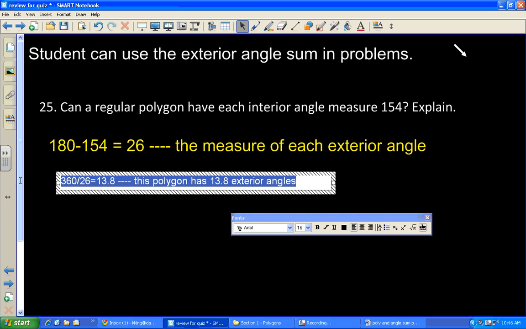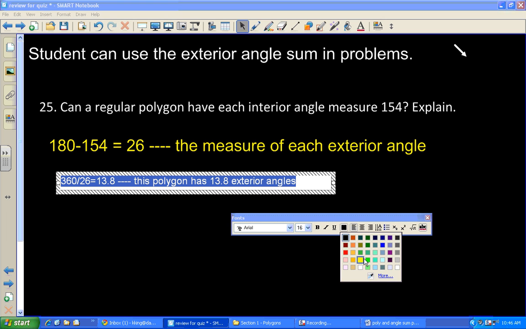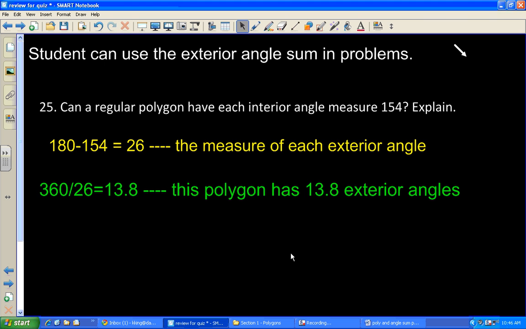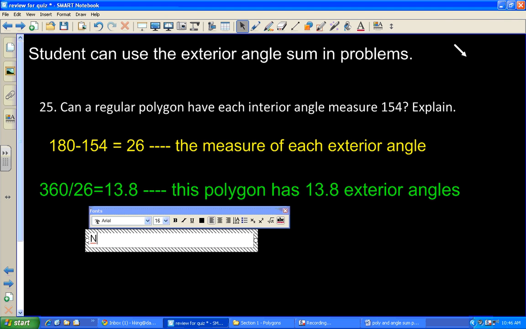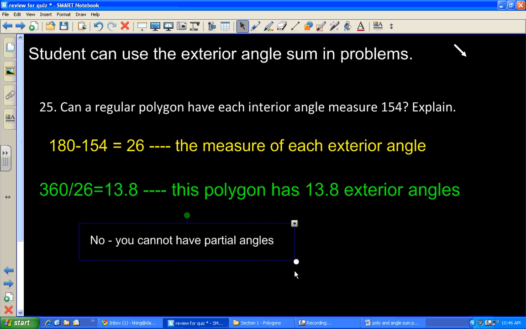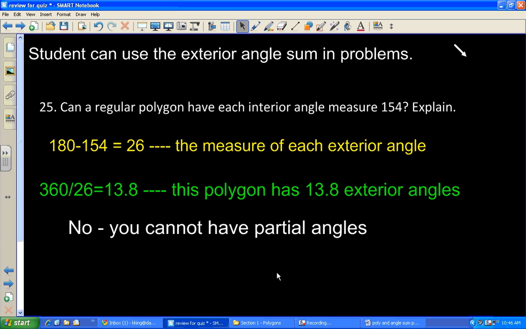And we definitely, I hope you guys realize, cannot have 0.8 of an exterior angle. Angles are one of those things, they're whole or not whole. You know, there's certain things I can't have decimals of. It just doesn't make sense. So this is going to be a no. You cannot have partial angles, right? Remember, whenever I ask you a yes or no question, you have to provide us an explanation. If you just give me yes or no, it will be wrong. You will miss a lot of points without that explanation, okay?